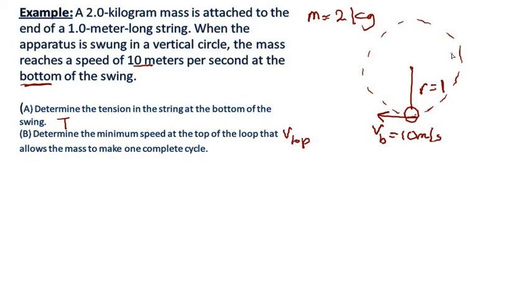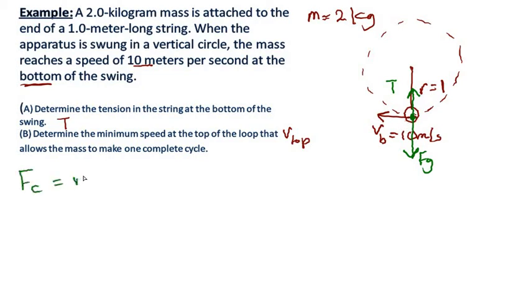The first step we always do in dynamics questions is to construct the free body diagram. We have Fg down, the force of gravity or the weight of the object, and we have the tension up because of the string. These are the only two forces affecting this mass, neglecting air resistance.